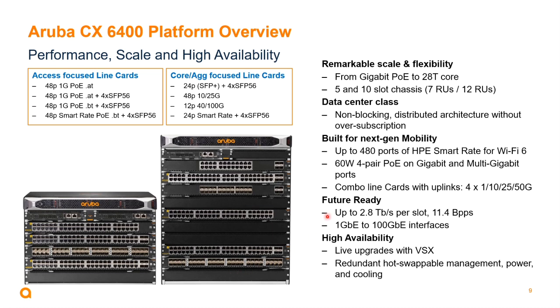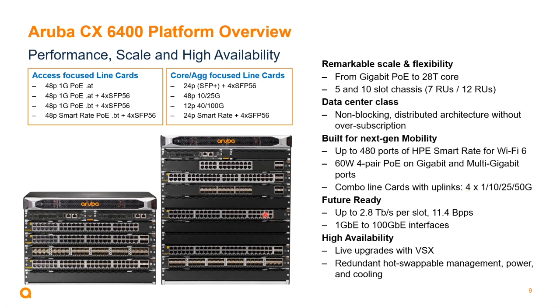For data center purposes, we have a non-blocking distributed architecture without any oversubscription. When we talk about the access and mobility, we have up to 480 smart rate ports available, which is great for Wi-Fi 6, providing that higher bandwidth. In terms of PoE power, our PoE is up to 60 watts per port. Then our combo line cards in the access provide us with up to 50 gigs per port, and we typically have 4 uplinks, which are also 50 gig.